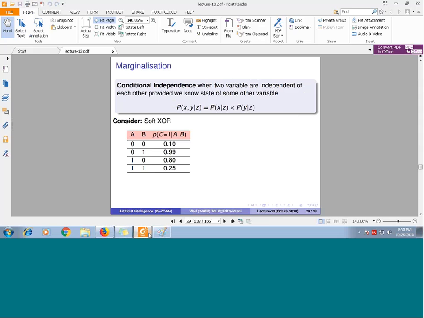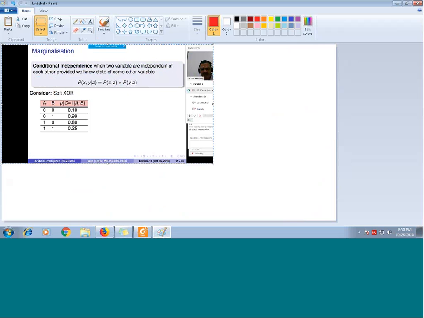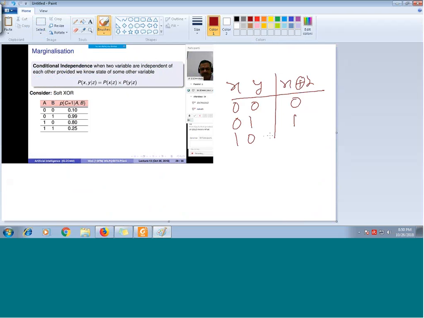XOR, what is XOR? XOR is an operation. If x and y are given to me, you can find out x XOR y. If it is 0 0, it is 0; 0 1, it is 1; 1 0, it is 1; 1 1, it is 0. This is what the XOR operation is.